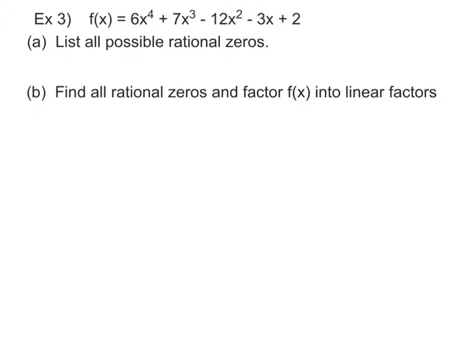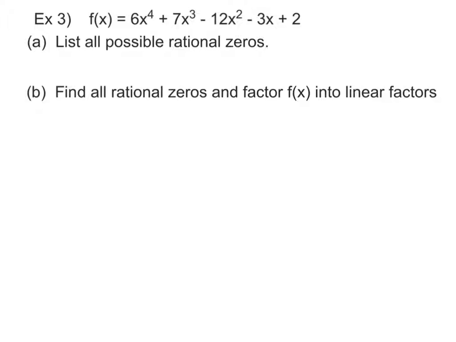Now, if we are not given a 0, then we have to find them. So with a problem like this 6x to the 4th, we really don't have any conventional ways to factor this. So we go through the process. We're going to list all possible rational zeros, and then from those possibilities, we're going to do a trial and error method in order to come up with the ones that are our actual factors.